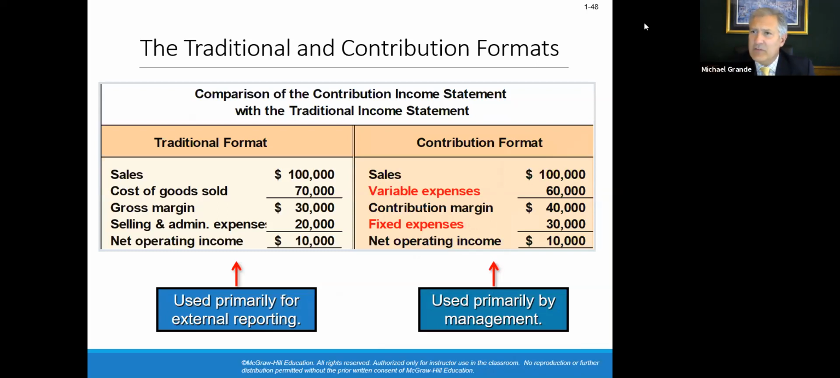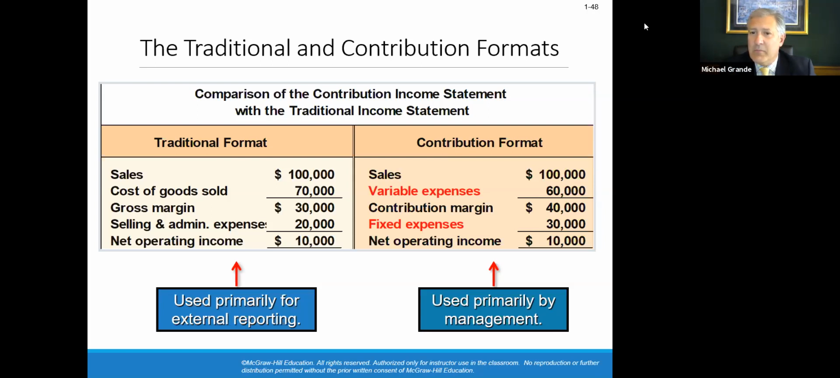But look on the right-hand side. Contribution format income statement. Starts and ends with the same number, doesn't it? Sales revenue is still $100,000. Net operating income is still $10,000, but it's a different format. We have now broken down the costs of cost of goods sold and selling and administrative expenses between those which are variable and those which are fixed.